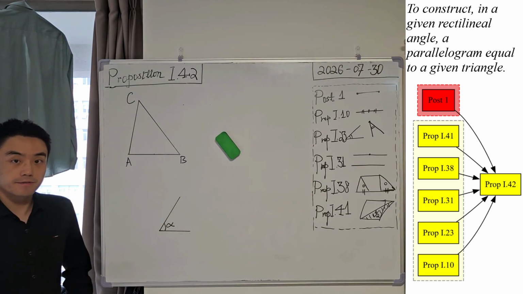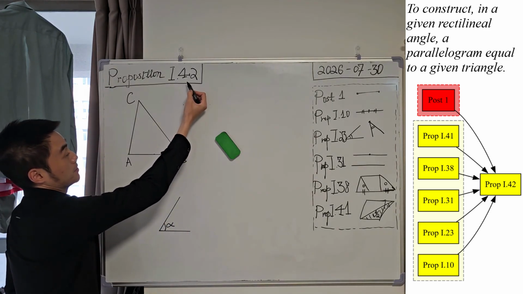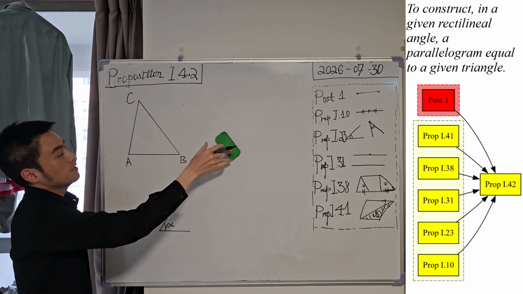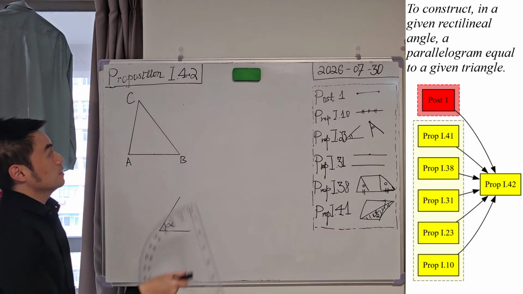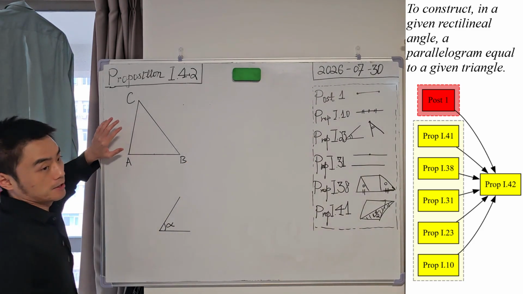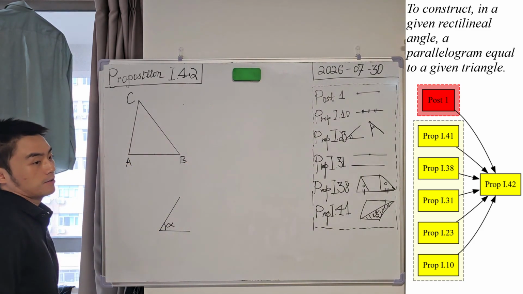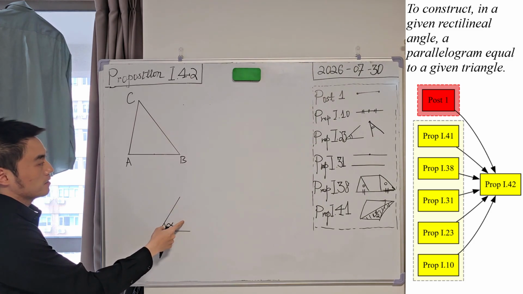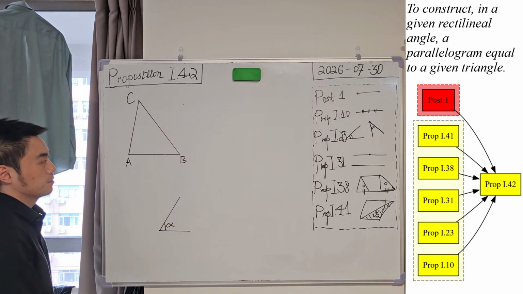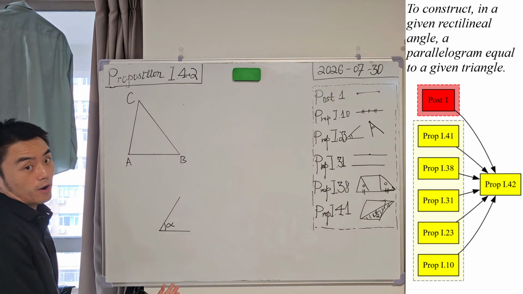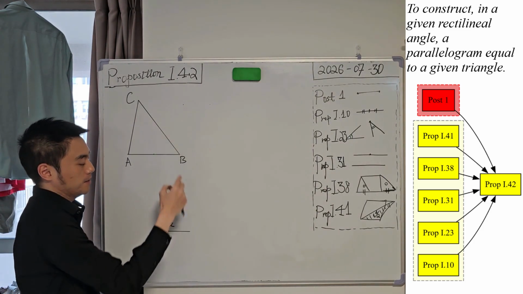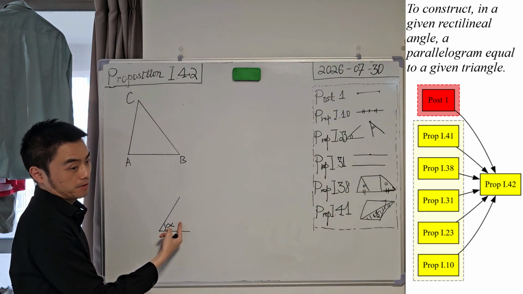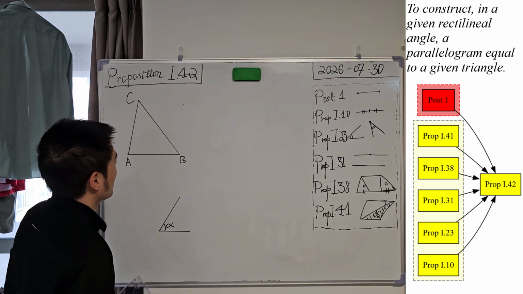Good morning. In this video, we are going to talk about proposition 42. It is a pretty typical Euclidean construction problem. It declares that if we are given a triangle ABC and a rectilineal angle alpha here, then we are able to construct a parallelogram which is the same as this triangle in this rectilineal angle. So let's give it a proof.